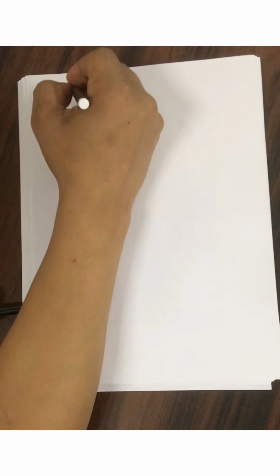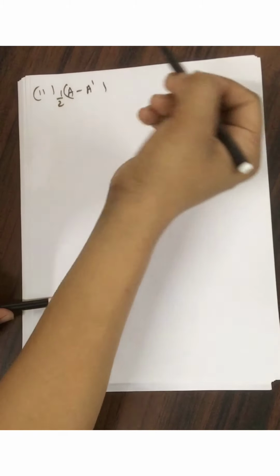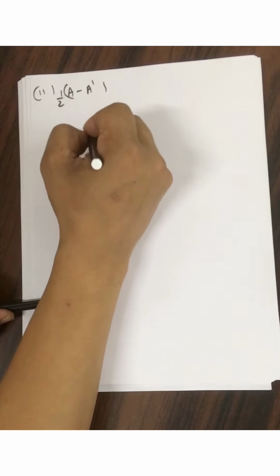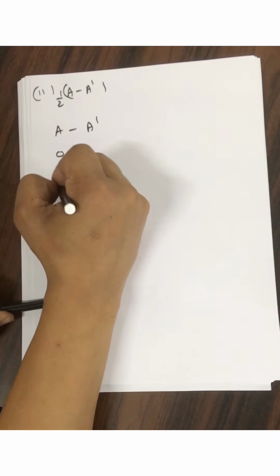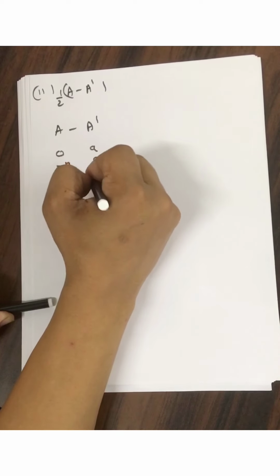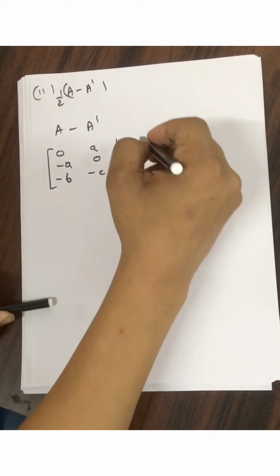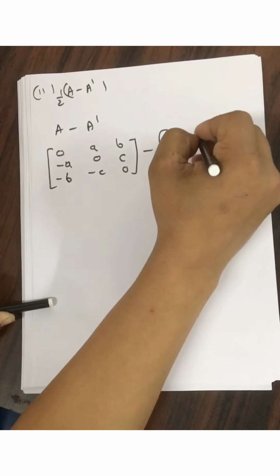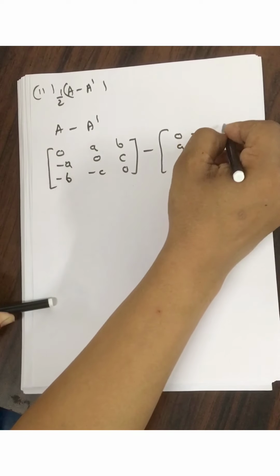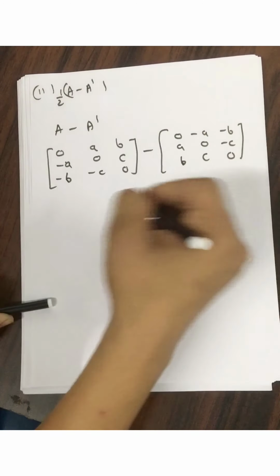Let's do the second part. The second part says that you have to find half of A minus A dash. Let's find A minus A dash. A is 0, a, b, minus a, 0, c, minus b, minus c, 0, minus the transpose, which is 0, minus a, minus b, a, 0, minus c, b, c, 0. How much is this coming?